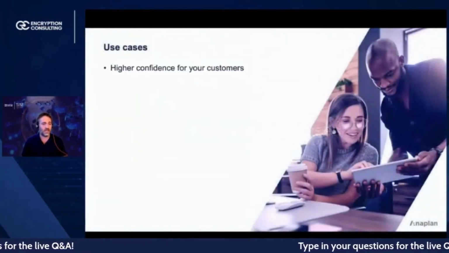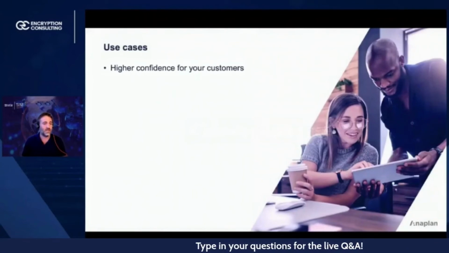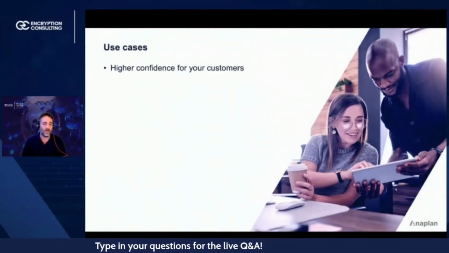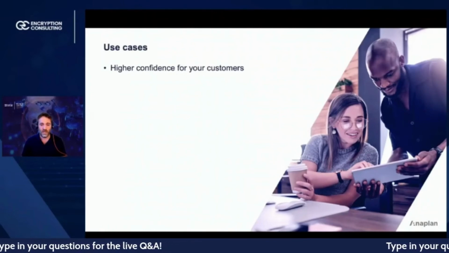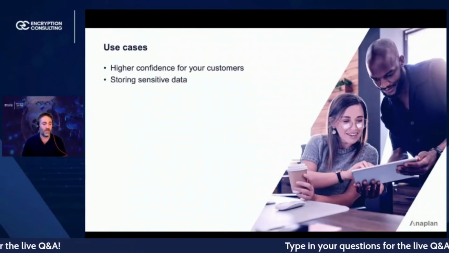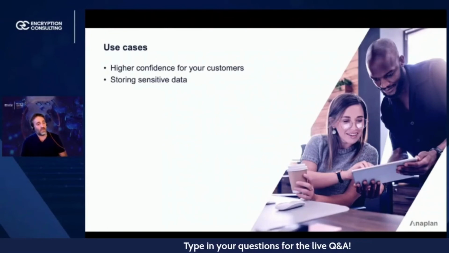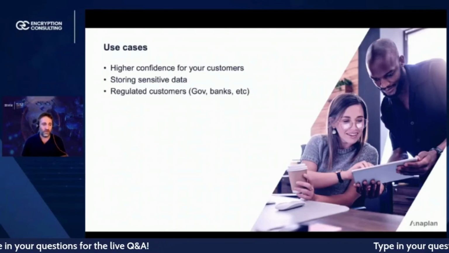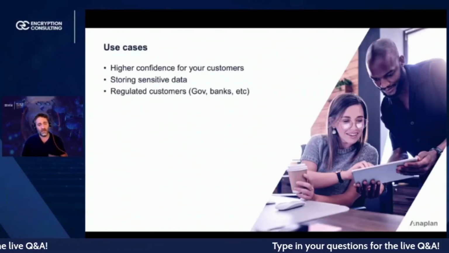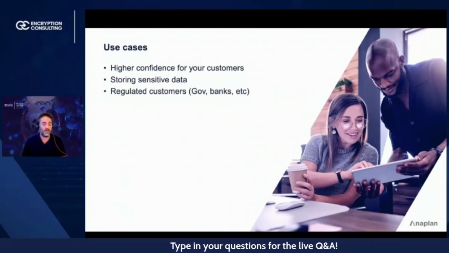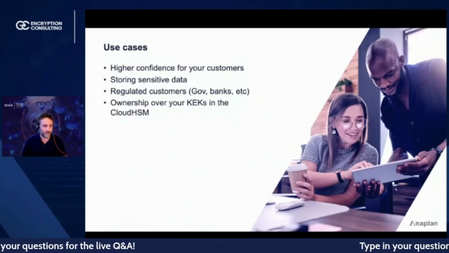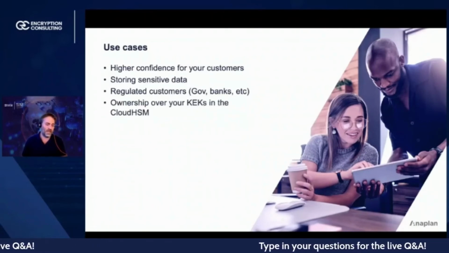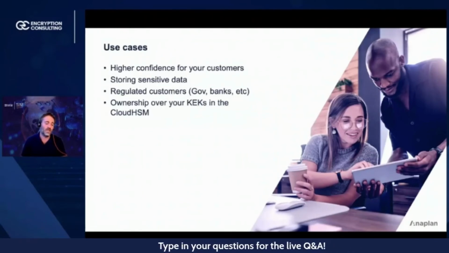Just quickly summarizing the use cases. Again, the very first thing is to give more confidence to your customers to use your platform. As I mentioned, everywhere you can give them control, they will be happier. If you need to store sensitive data of your customers, you definitely want to consider implementing BYOK. If you're working with regulated customers like governments, banks, and so on, they will probably require you to have BYOK in order to do business with you. So that is a big factor. And from your perspective, if you want to have control over your keys in your AWS, then you definitely want to consider BYOK.